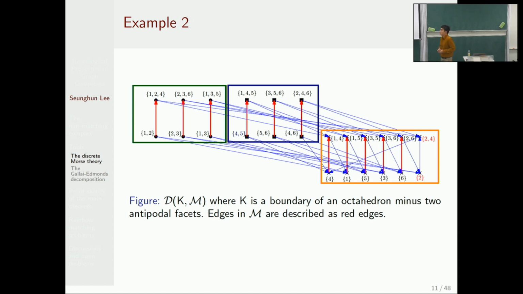Yes. So this can be recognized as a Hasse diagram of a poset, right? And initially all the edges are directed downwards. But for the edges in the matching, we reverse the direction to upwards. This is the directed graph DKM. And if this directed graph is acyclic, then we call M an acyclic matching. Any other question?